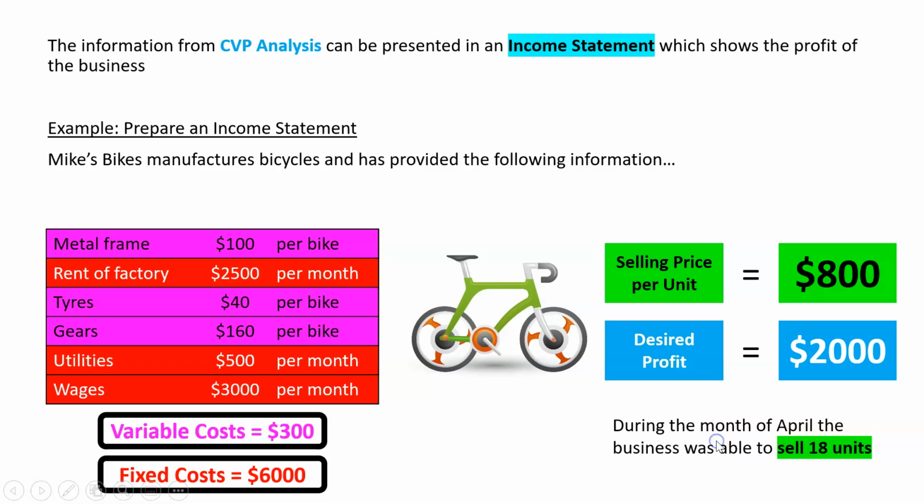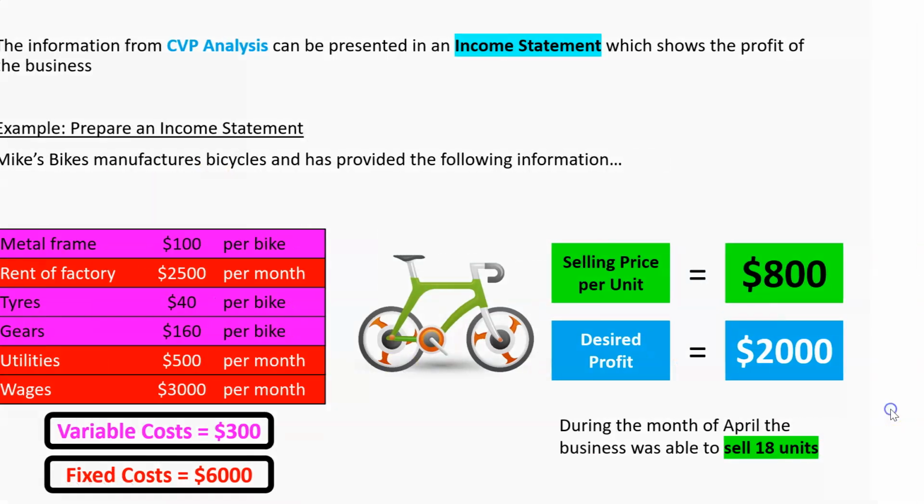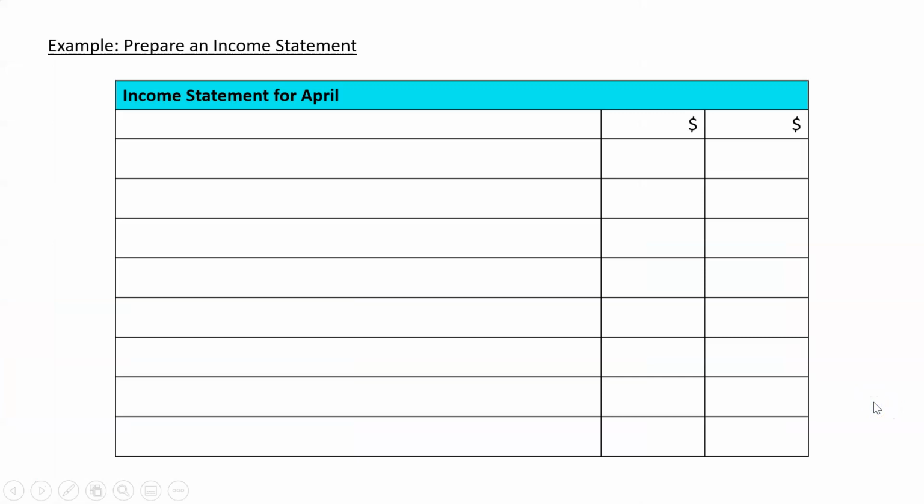So what we know now is that during the month, say, Mike was able to sell 18 units. What we can do is turn all this info into a nice little report which summarizes what happened, called the income statement. So to do that, we're going to start with the sales revenue. He said he sold 18 units. Each unit sells for 800. That's a total of 14,400.